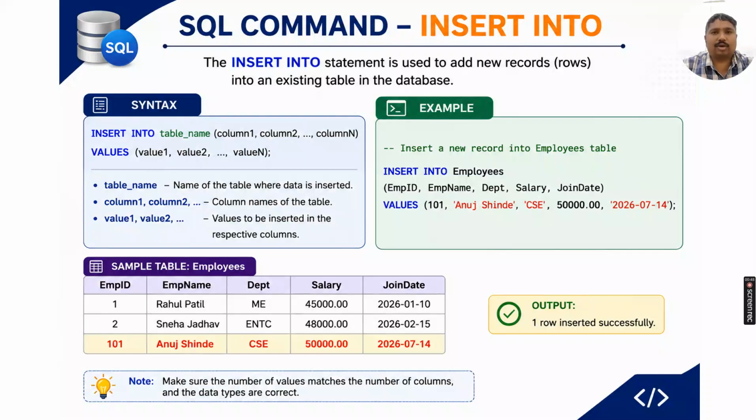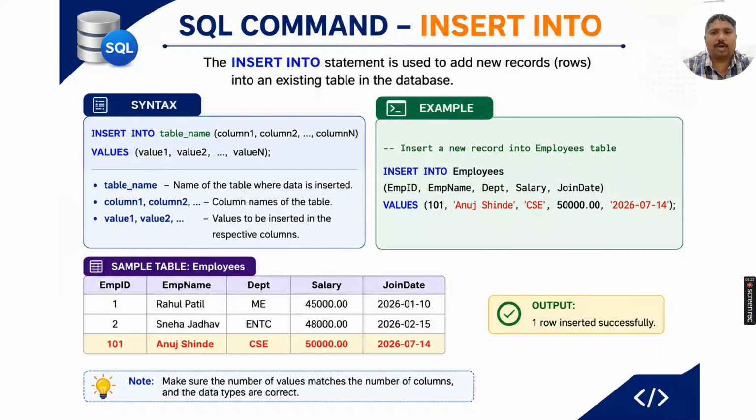So what is the syntax for this INSERT INTO statement? The syntax is: INSERT INTO, the table name, in brackets the column names, VALUES, and then the values, completed with a semicolon. We can insert a single row of data or multiple rows of data in this table. For example, we have already created an employees table and we have to add one employee's information to it. So how can we do that?